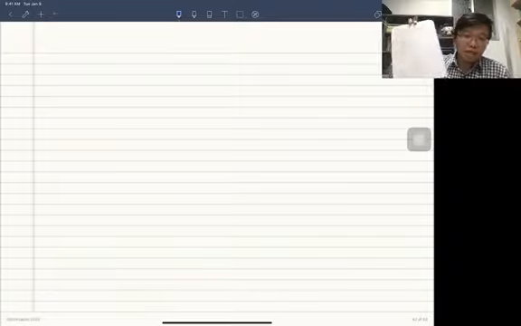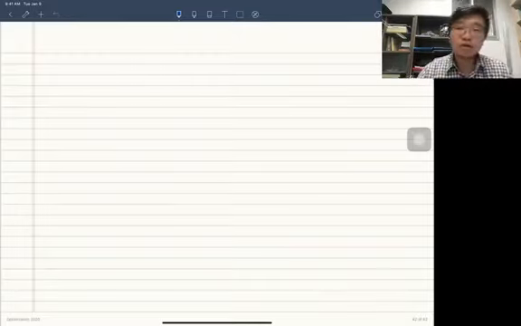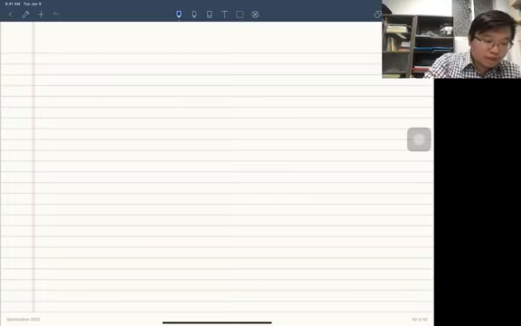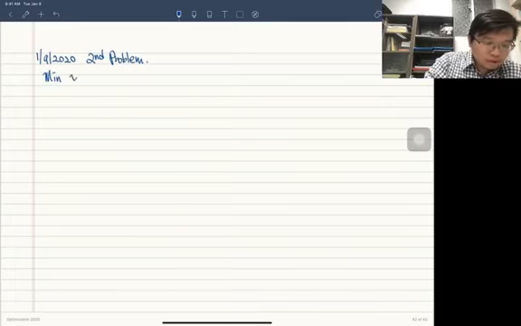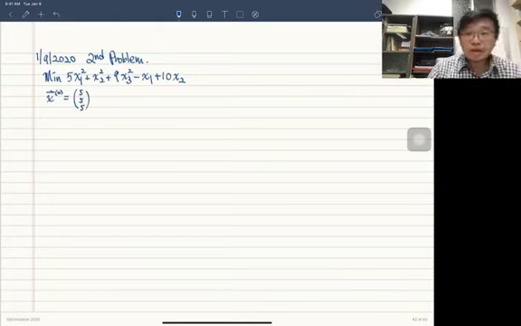So this is the exam I did last week. I already answered how to get the first problem, so I'm going to do the second problem today. June 9th. This is the second problem. The problem is to minimize 5x1 squared plus x2 squared plus 9x3 squared minus x1 plus 10x2, and the initial guess is 555.